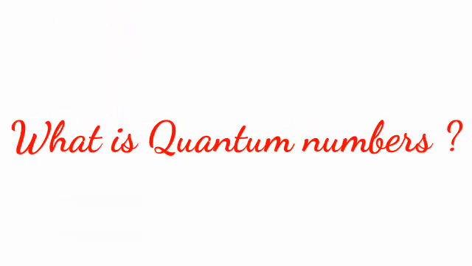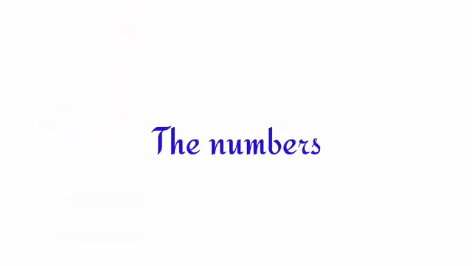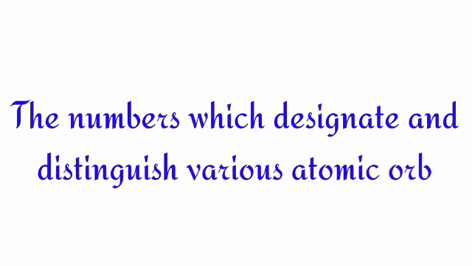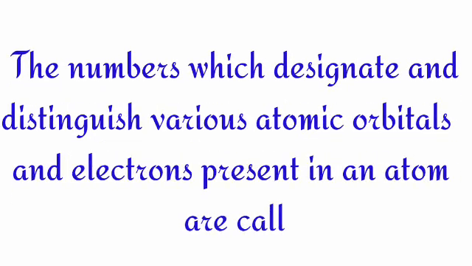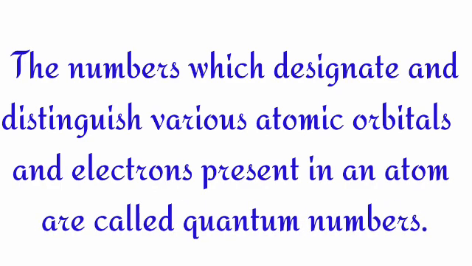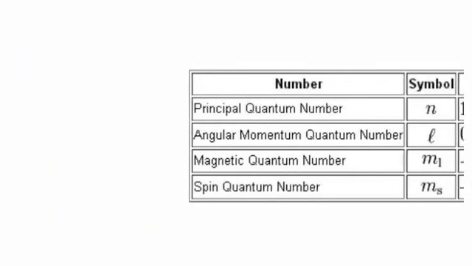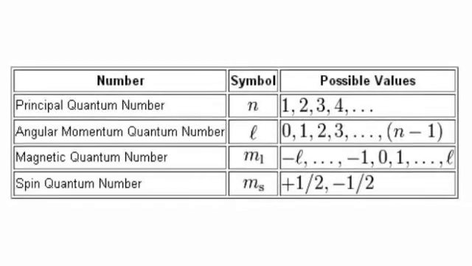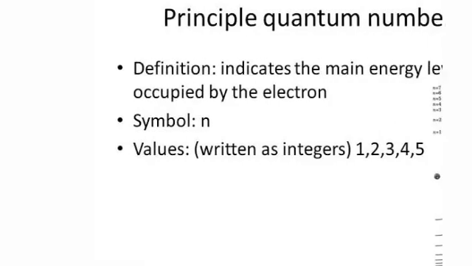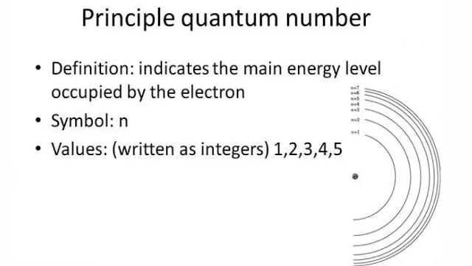So what are quantum numbers? The numbers which designate and distinguish various atomic orbitals and electrons present in an atom are called quantum numbers. Next, four kinds of quantum numbers. First, principal quantum number. Its symbol is n. It denotes how far the electron is from the nucleus.